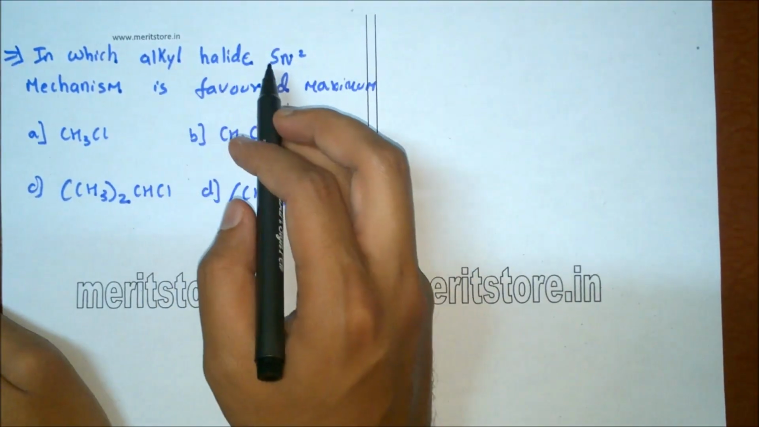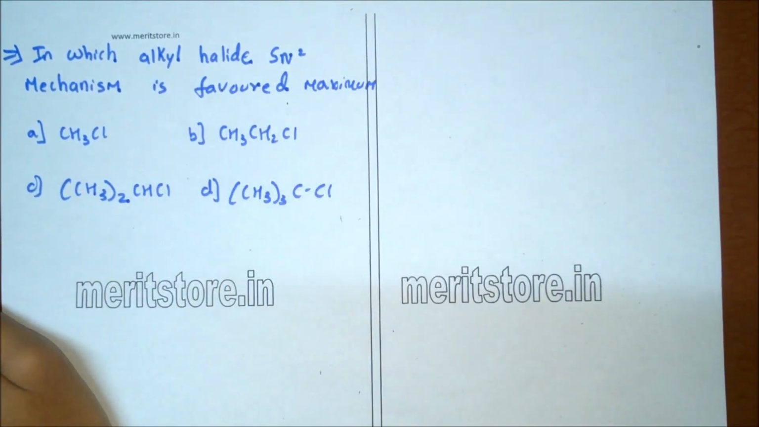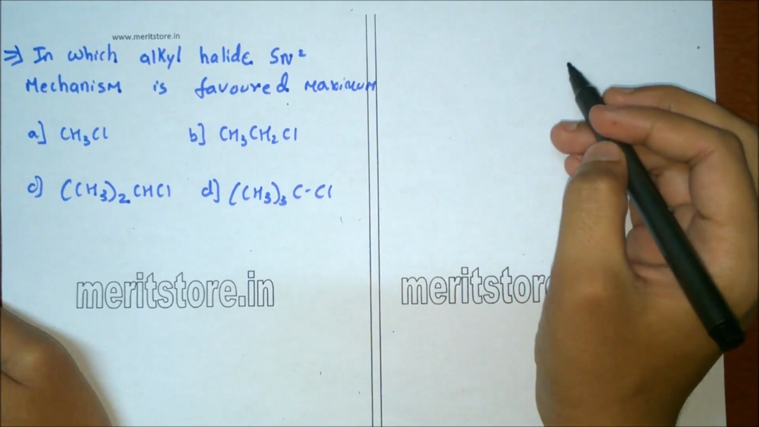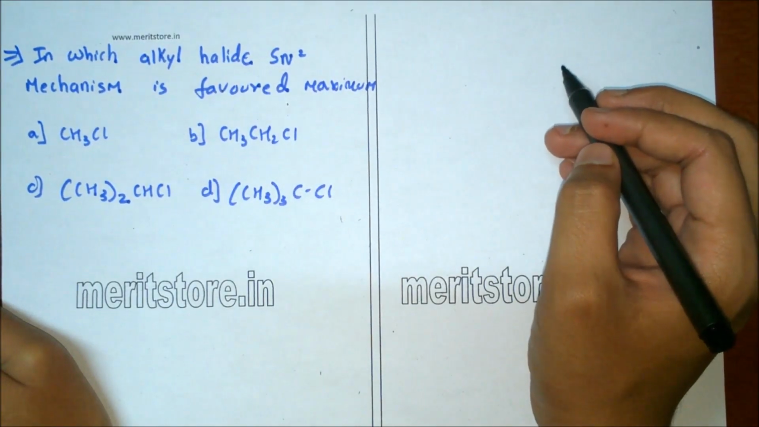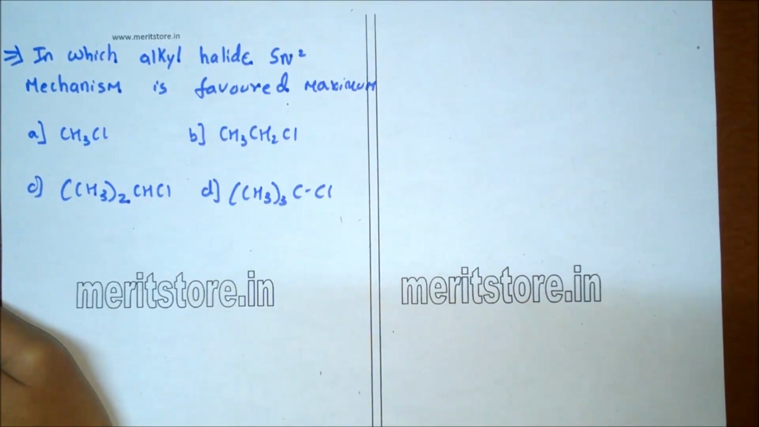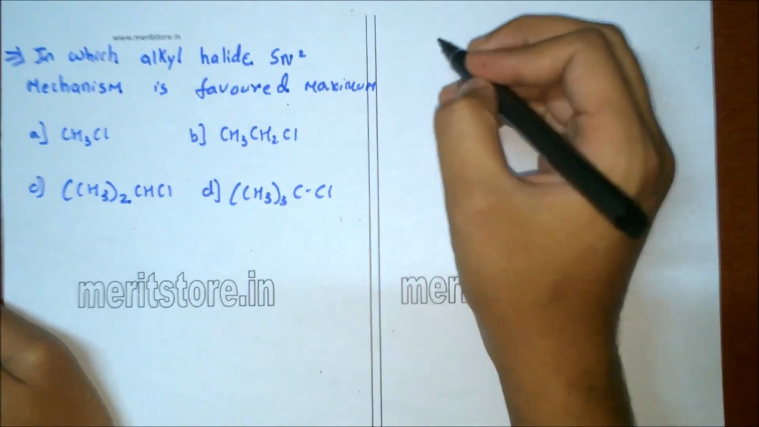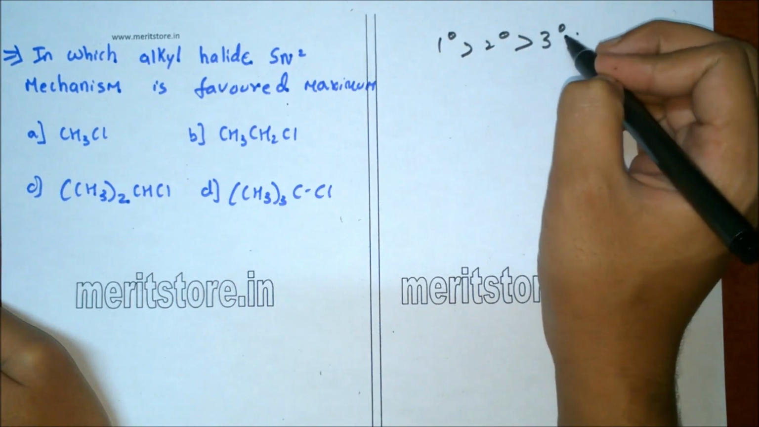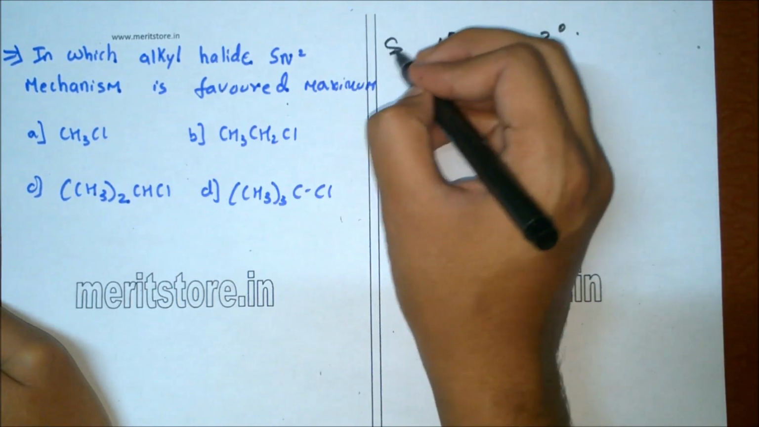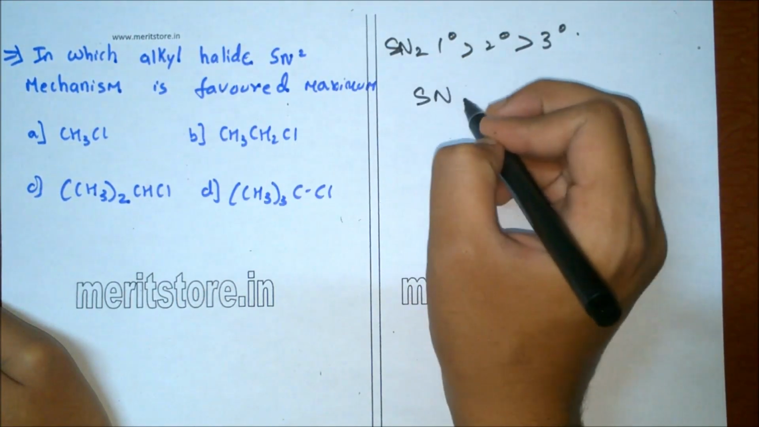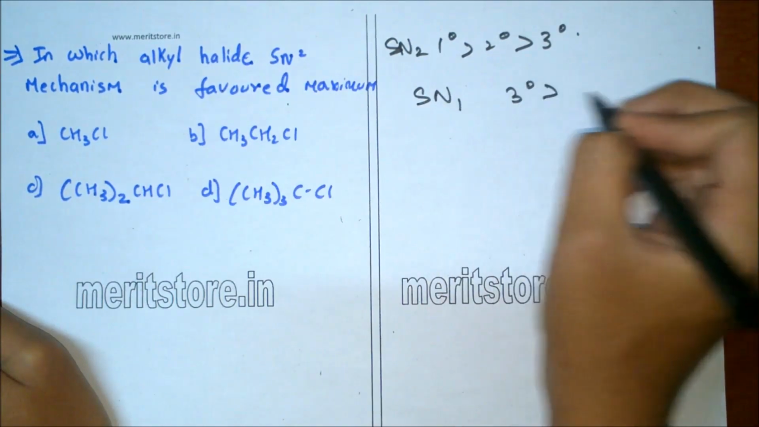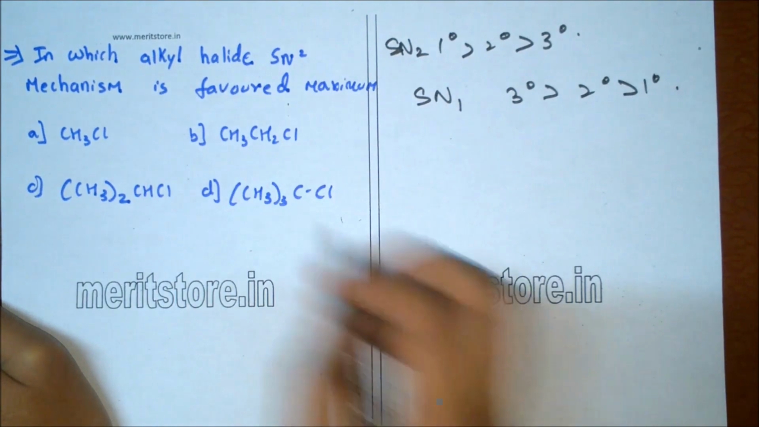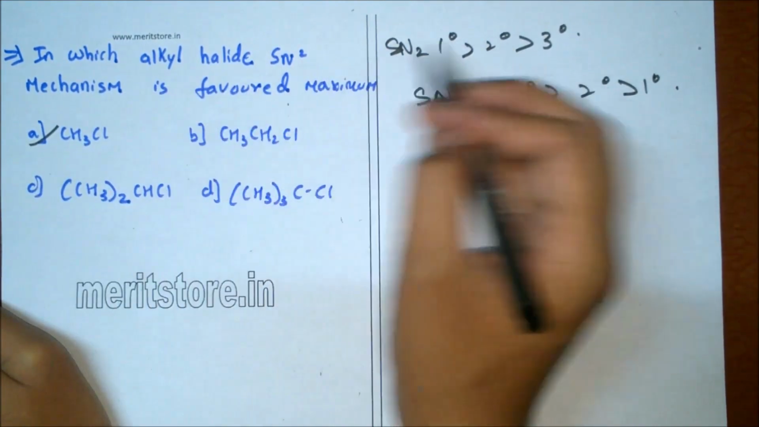In which alkyl halide is the SN2 mechanism favored maximum? SN2 is substitution nucleophilic bimolecular. For the SN2 mechanism, the order is primary, secondary, then tertiary. And for SN1 reaction, the order is tertiary first, then secondary, then primary. So option A, that is primary, will favor SN2.